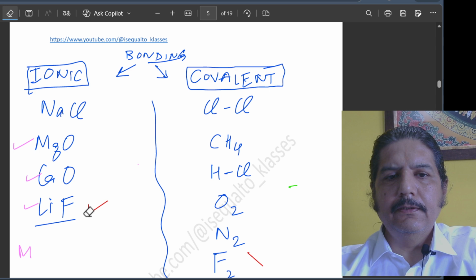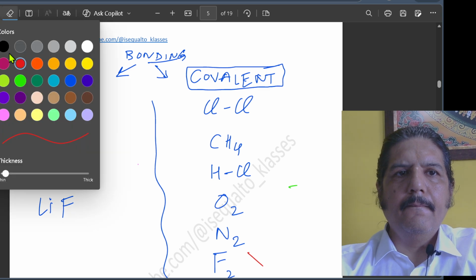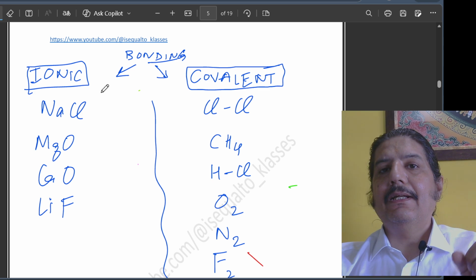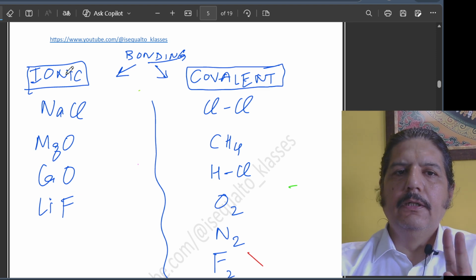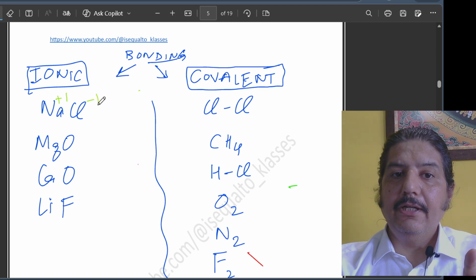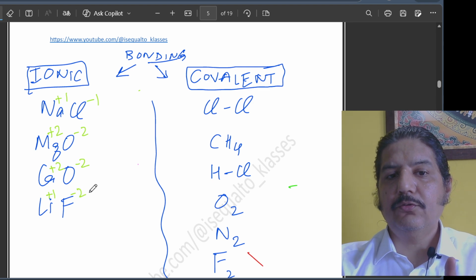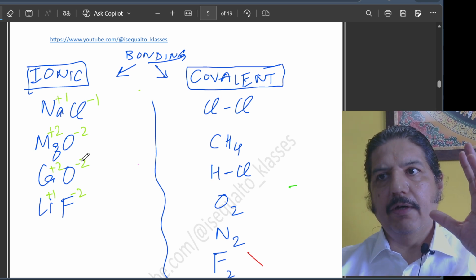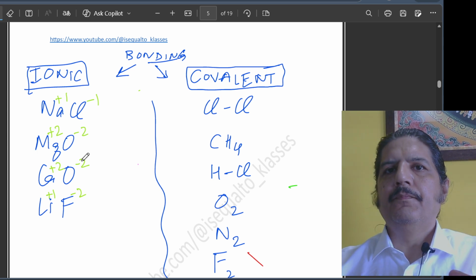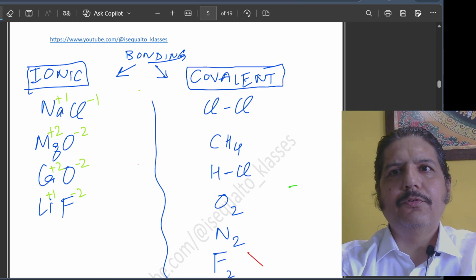What you need to understand is that NaCl has no charge, MgO has no charge, CaO has no charge, LiF has no charge. But Na has plus 1 charge, chlorine has minus 1 charge, Mg has plus 2 charge, oxygen minus 2 charge, plus 2 charge, minus 2 charge, plus 1 charge, minus 1 charge. Ionic compounds are formed when one of the participating elements loses electrons and the other element gains electrons. So that is something that you need to understand about ionic compounds very clearly.